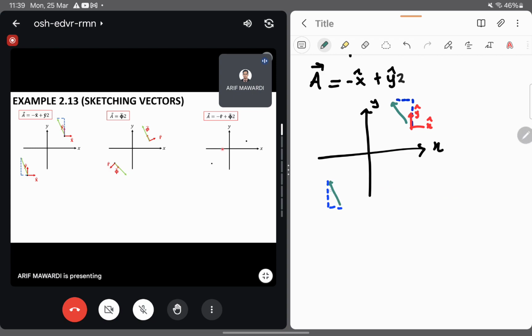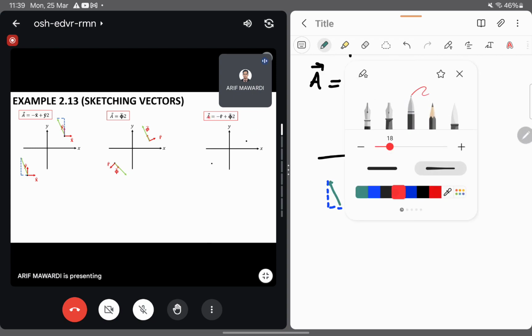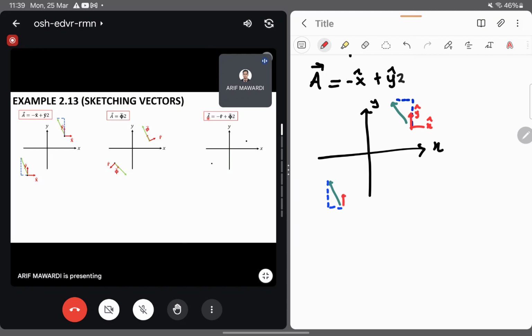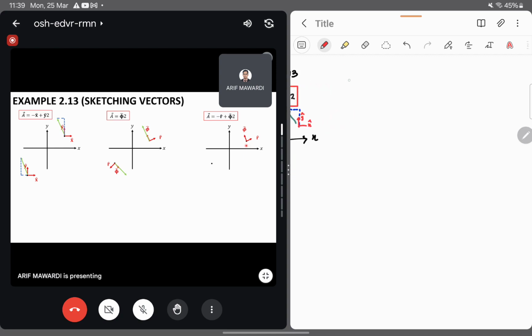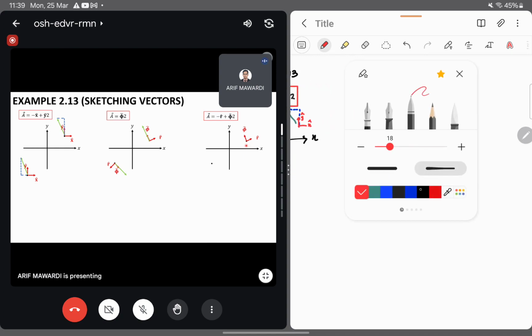Okay, let's do the same for this one. To sketch this vector, this vector is A. It is also expressed in the cylindrical coordinate system. The first step is to draw the unit vectors. Here r will be along this direction and phi will be along this direction. These are the unit vectors. Now based on these unit vectors, I want to sketch the vector.